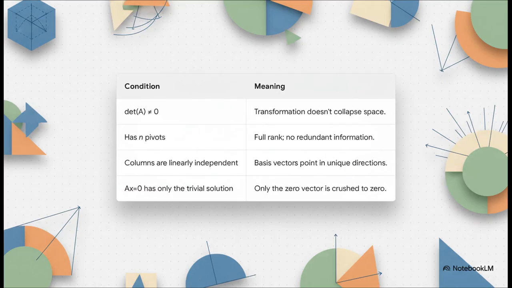And here it is. Welcome to one of the most powerful ideas in all of linear algebra, the invertible matrix theorem. Now, don't think of this as some list to memorize. Think of it as a checklist for a perfect transformation.